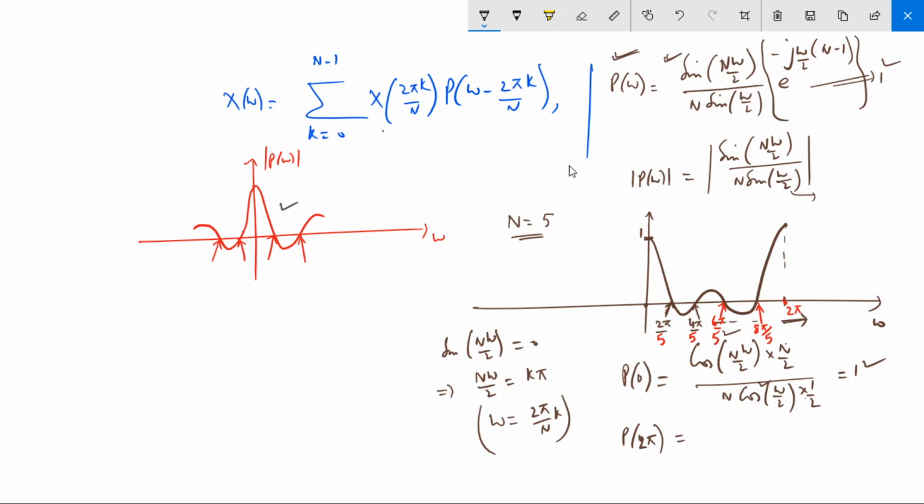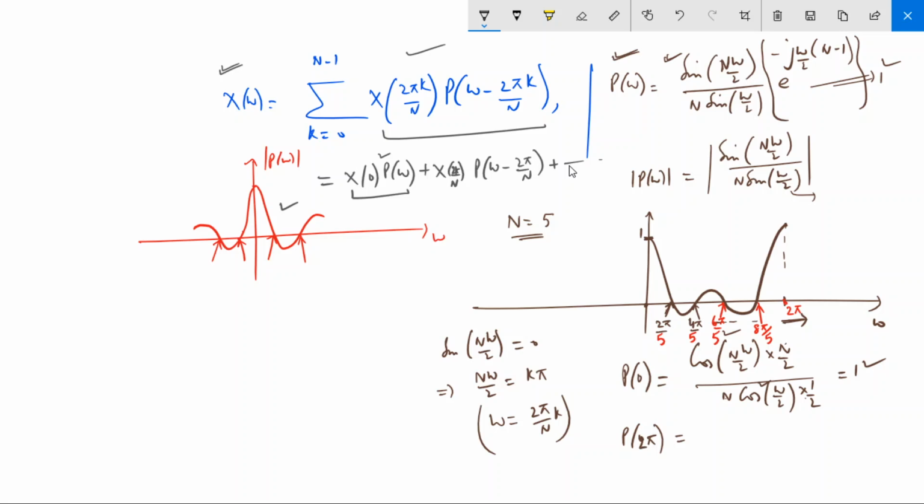So how do you reconstruct the spectrum using this interpolation function? What we do is X(omega) is equal to this series. If I open it, for k equal to 0, you get x of 0 multiplied with p of omega. Then for k equal to 1, you get x of 2 pi by n multiplied with p of omega minus 2 pi by n, and so on. It means you have n samples. So the first sample x0 is multiplied with this interpolation function as it is.